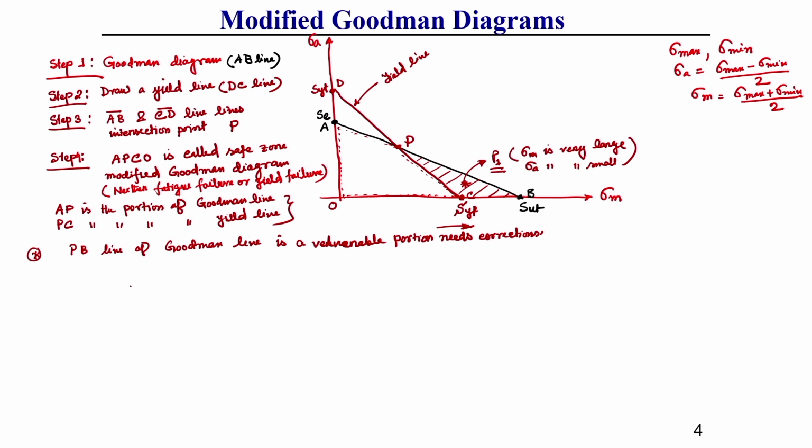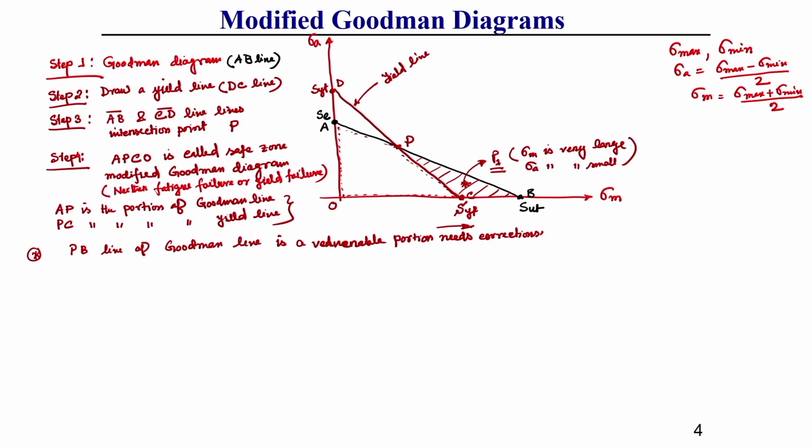So, as this PB portion is a vulnerable portion which needs correction, this is the reason to modify the Goodman line. This modified Goodman diagram is widely used for designing structural components subjected to fluctuating axial stresses and bending stresses, while for the torsional case it is used in a separate way. That I will discuss in a subsequent lecture.